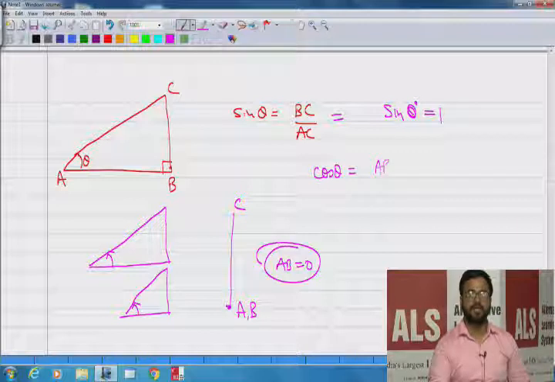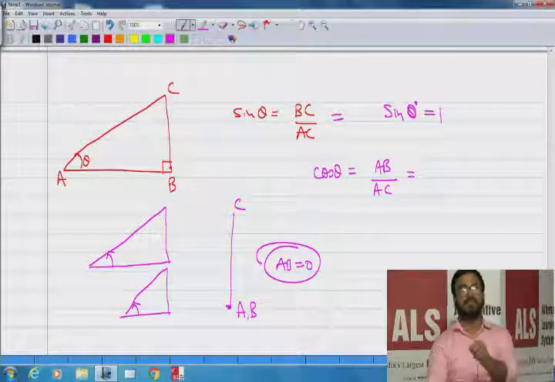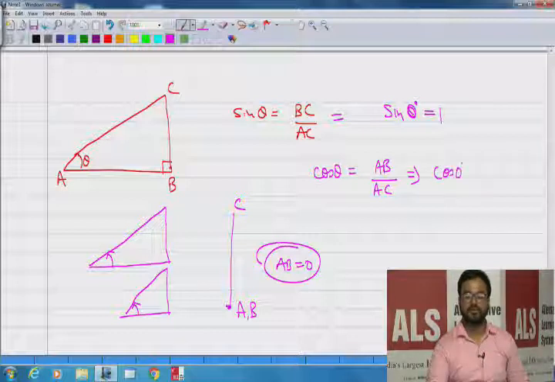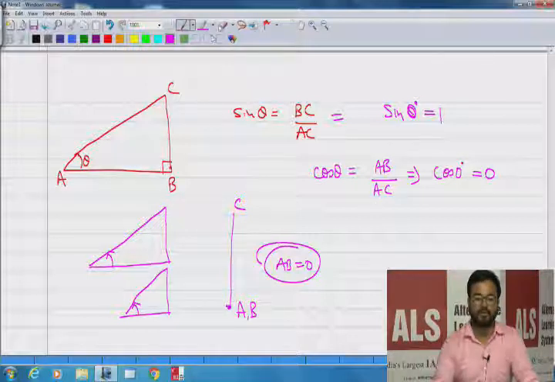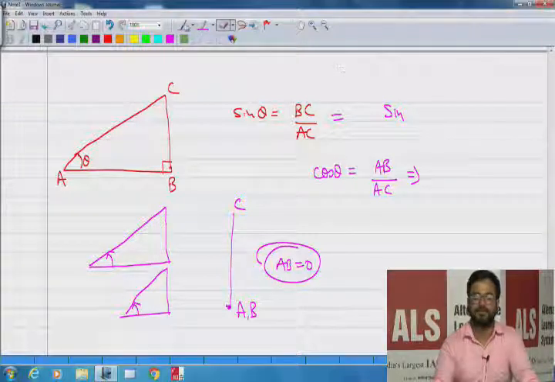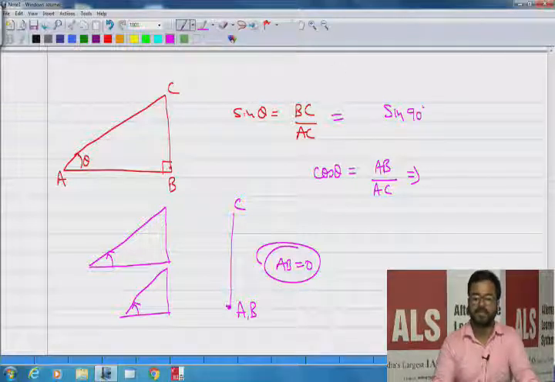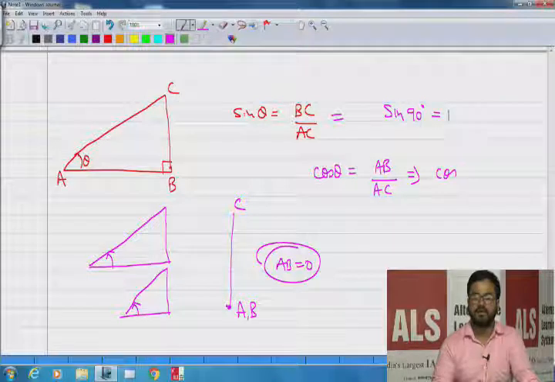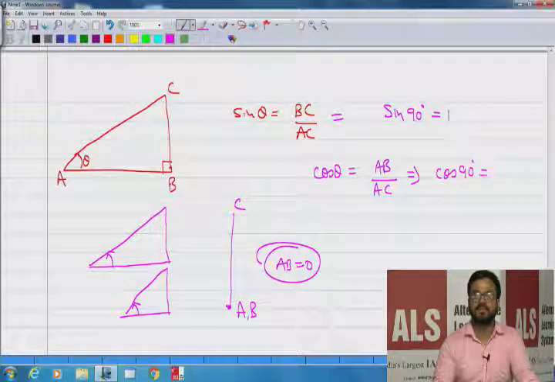Cos theta is base over hypotenuse, AB over AC. Since AB is going to be 0, cos of 90 degree is 0. Sorry, we are talking about 90 degree; I wrote 0 degree by mistake. So sine of 90 degree is 1 and cos of 90 degree is 0.